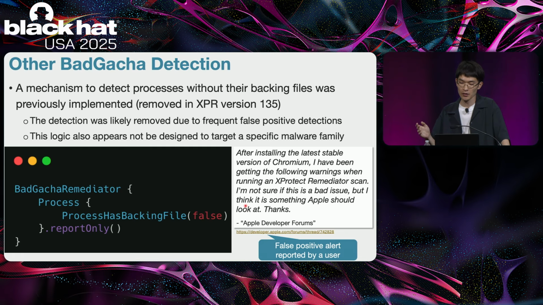Interestingly, XProtect used to have a mechanism to detect processes without their backing file. As you can see on the slide, this mechanism is implemented using Remediation Builder like this. This mechanism has been removed, probably due to a high rate of false positives. Clearly, this logic itself is also a generic one. So this supports my hypothesis that XProtect is a generic threat hunting scanner.